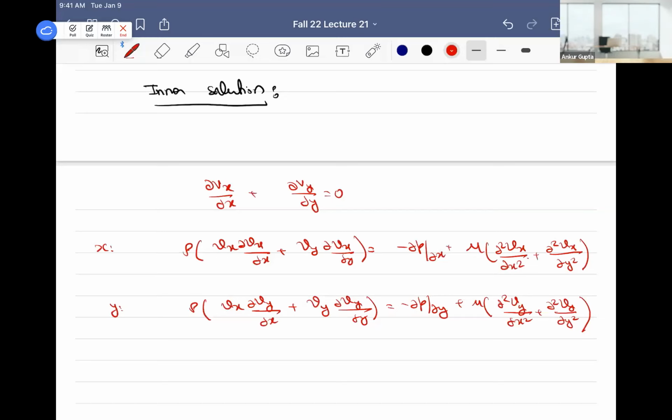Now, what next? Should we just solve this now? Good question. So the question is, can you just cancel the inertia? We don't know, right? That's not necessarily something we can just cancel, but yeah, good.